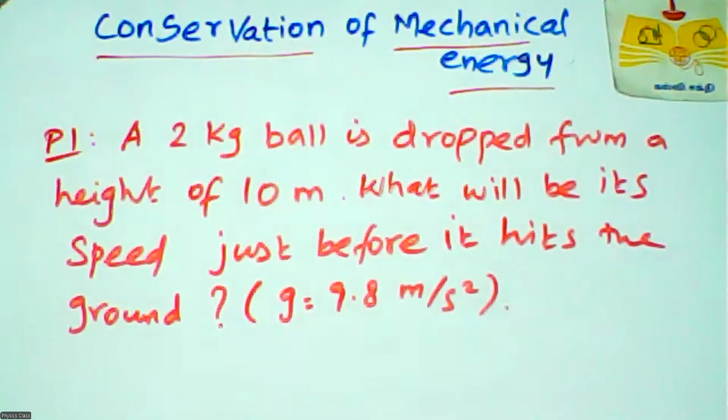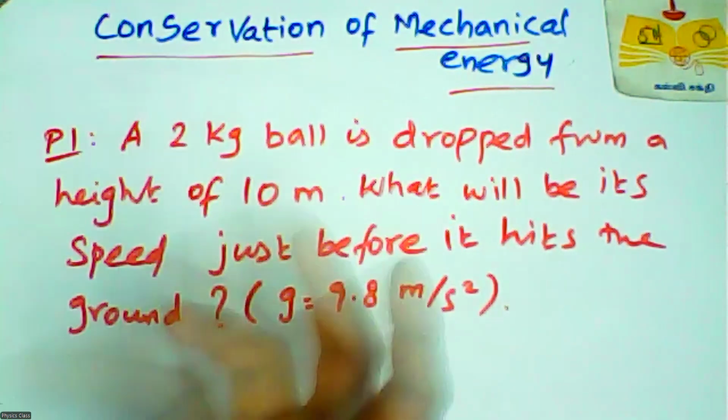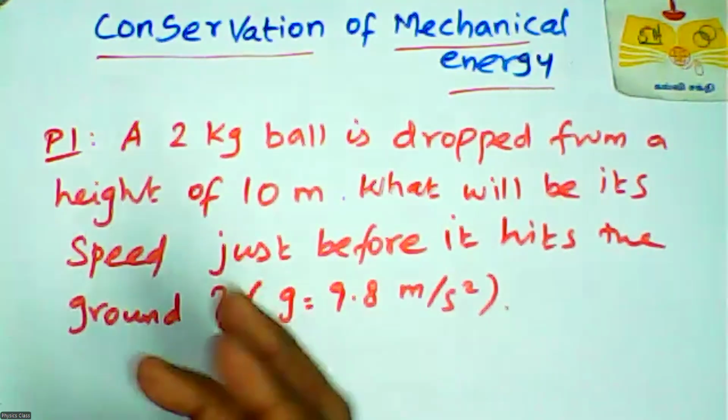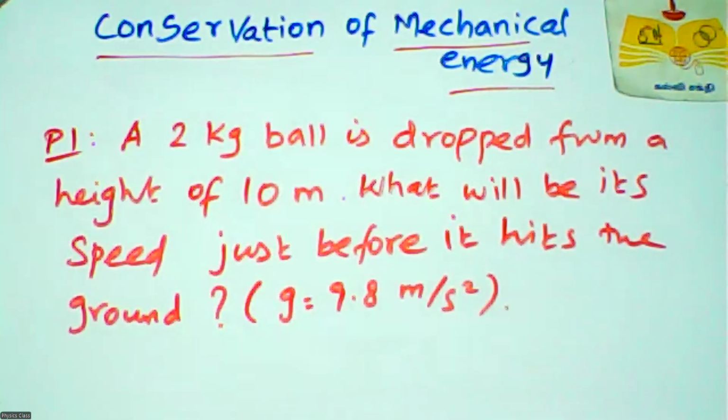A 2 kg ball is dropped from a height of 10 meter. As I told you, the building height is 10 meter and the ball is at the top of that building. The ball has some mass, here 2 kg. So what will be its speed just before it hits the ground?